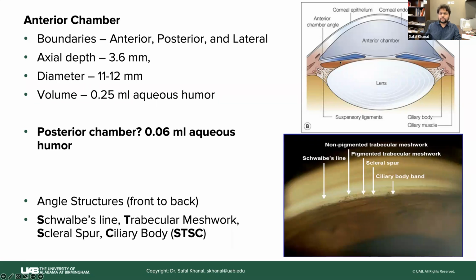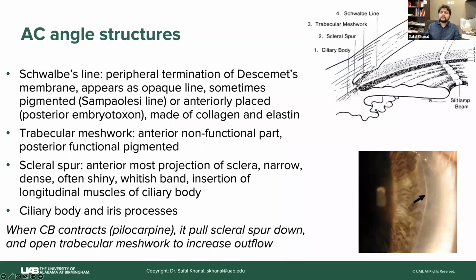Now, there's also your posterior chamber just behind the iris, and the aqueous humor actually flows from the posterior to anterior chamber through the pupil. And this posterior chamber contains 0.06 milliliters of aqueous humor. Now, your angular structures from front to back are Schwalbe's line, trabecular meshwork, scleral spur, and your ciliary body band. So, STSC.